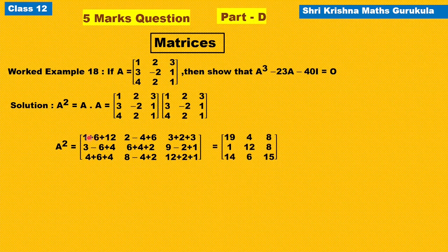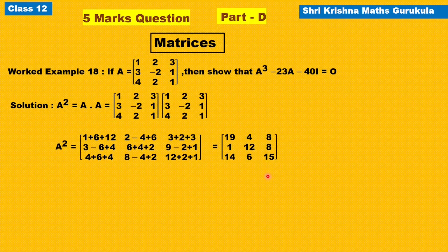So if we simplify this, this is 19. Then on simplifying, you get this as 4. And this is 8. And this is 1. This is 12. This is 8. This is 14, 6 and 15 here. So this is our A square.